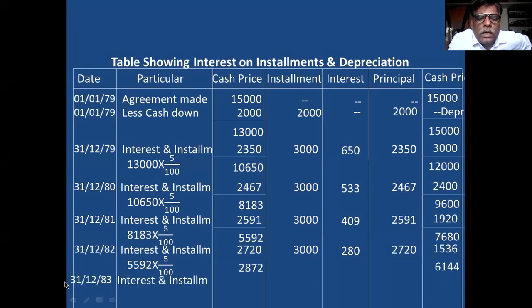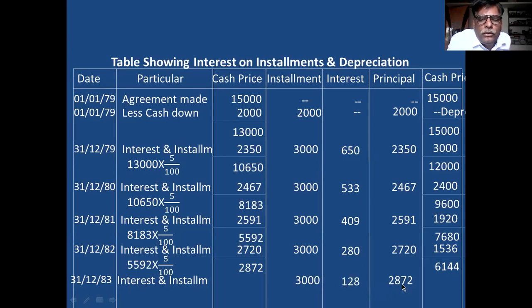Then last installment. In the last installment, you don't calculate interest. Remember this point. Don't calculate interest for the last installment. You write the installment here. Then balance take as principal. 2,872 you take as principal.